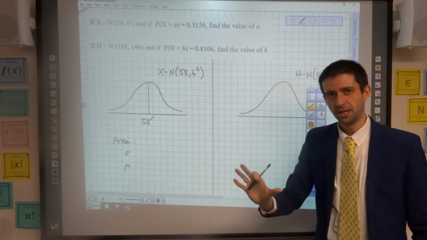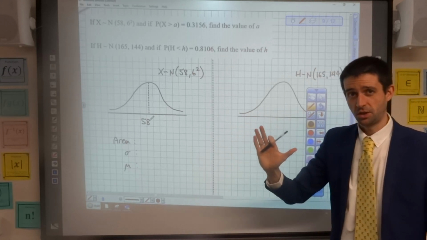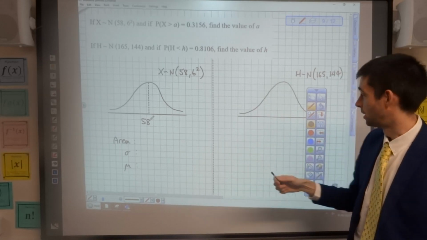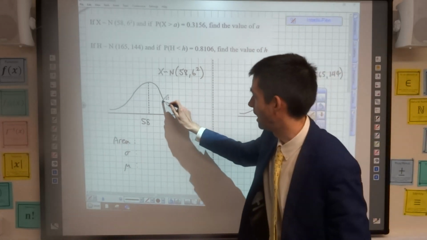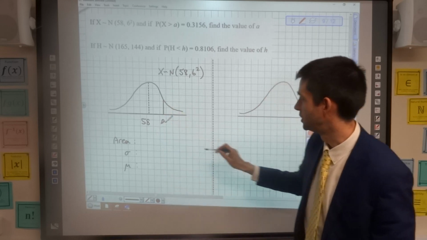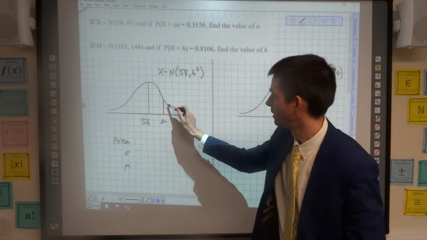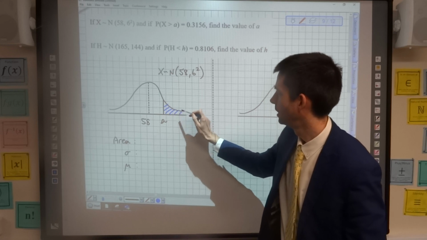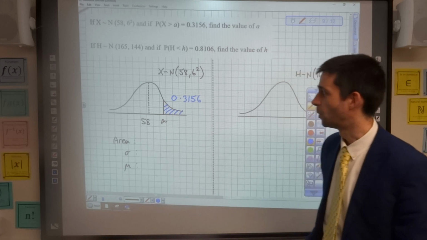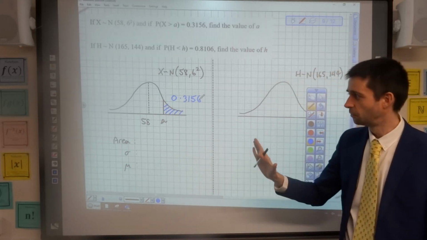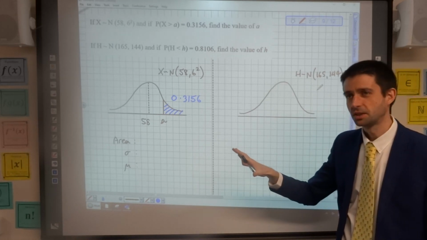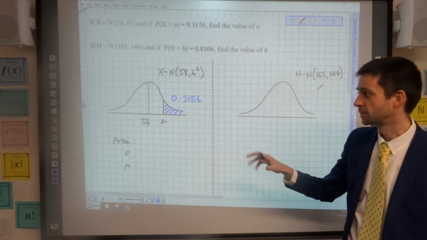Now, you've just got to have a little think about that. X is greater than a certain value, so the area that we're looking at is going to be to the right, and it's less than a half. So that tells me that a has to be greater than the mean, so it has to be on this side of the distribution, and the area to the right of that is going to be 0.3156. Just getting a sense of where that value is in relation to the mean is really helpful with these questions to check that the answer that you get is correct.